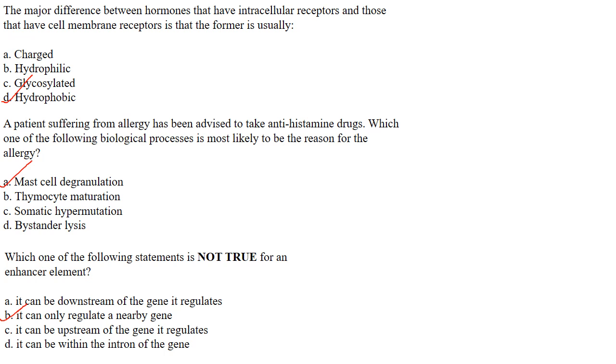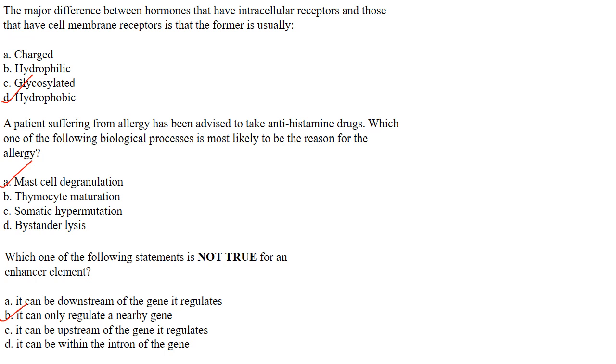The major difference between hormones that have intracellular receptors and those that have cell membrane receptors is that the former is usually. So intracellular receptors are receptors located inside the cell rather than on its cell membrane. Examples of such receptors are thyroid and steroid hormone receptors. Being lipids, these steroid hormones enter the cell by simple diffusion across the plasma membrane. This means that steroid hormones have to be hydrophobic. So the answer here is that the intracellular receptors are usually hydrophobic. Answer is option D.